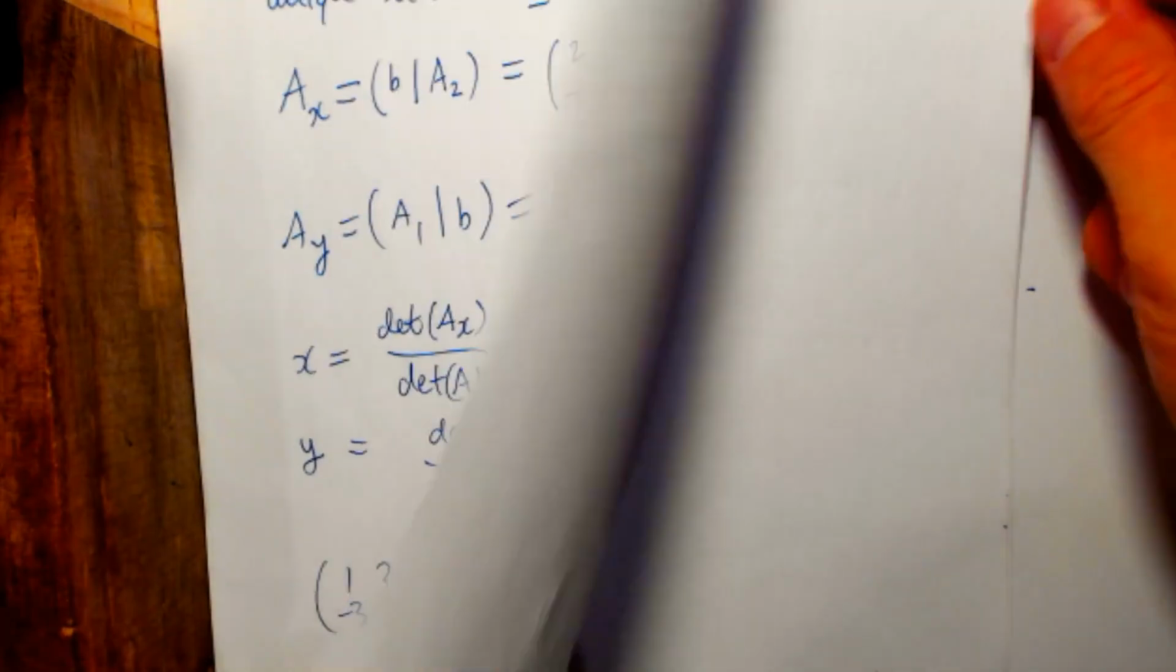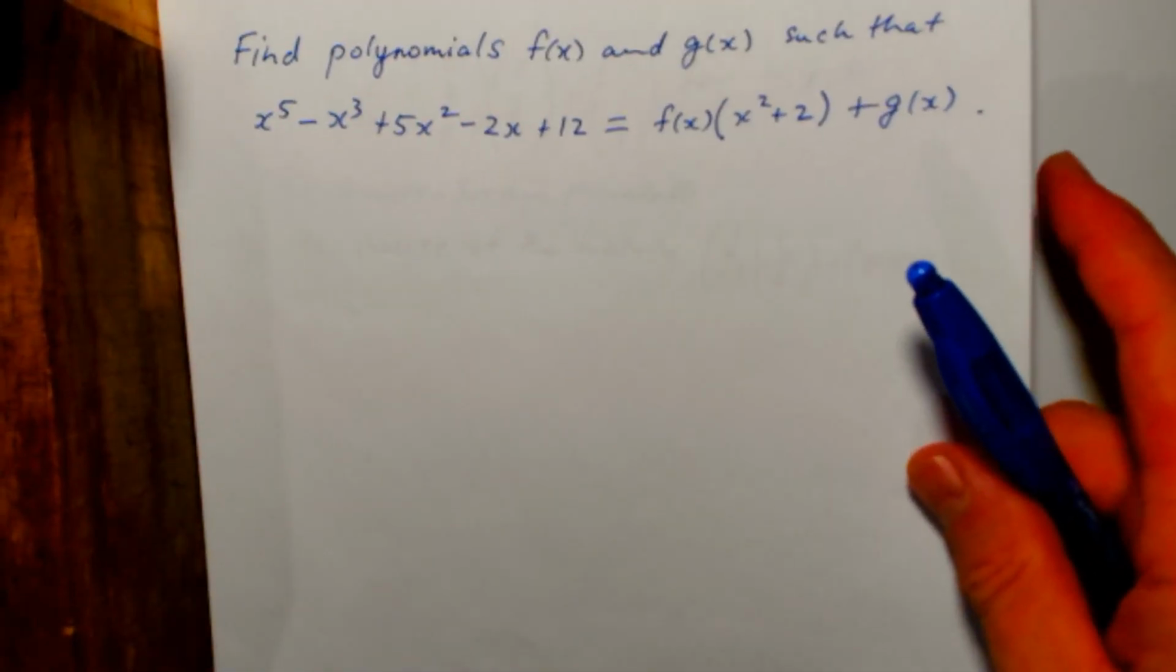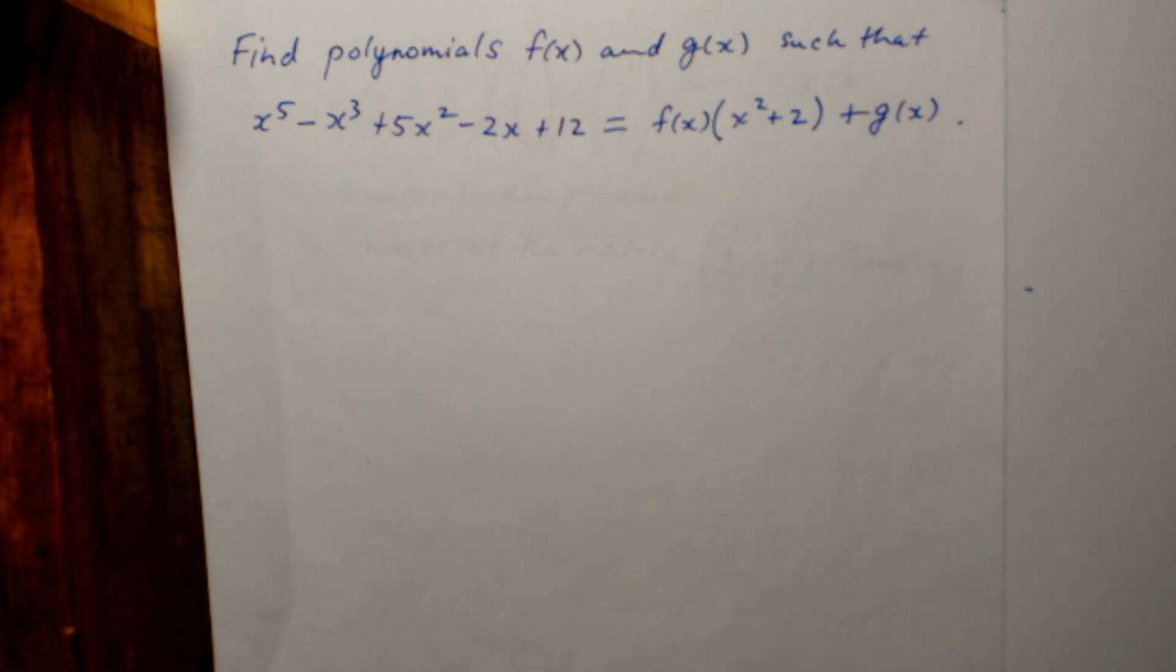Great, let's move on to the next question. Now this is one somewhat different from those you might have practiced in your tutorials, but the principles are the same. So it says find polynomials f and g such that x to the fifth minus x cubed plus 5x squared minus 2x plus 12 is f of x multiplied by x squared plus 2, plus g of x. So we've got to find f and g.